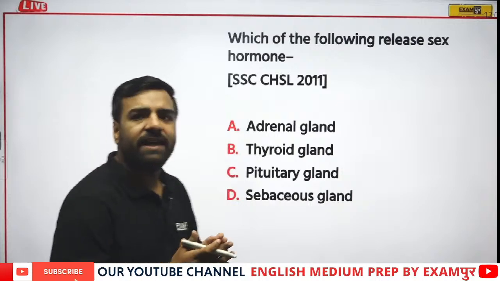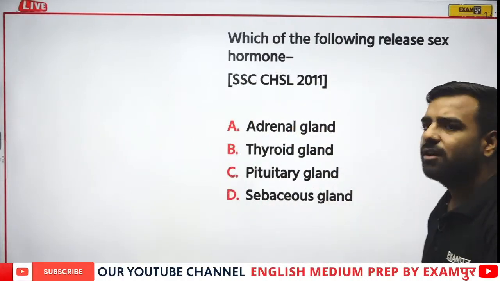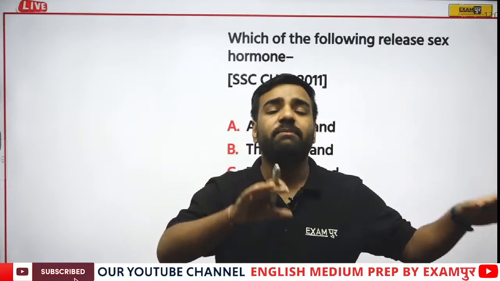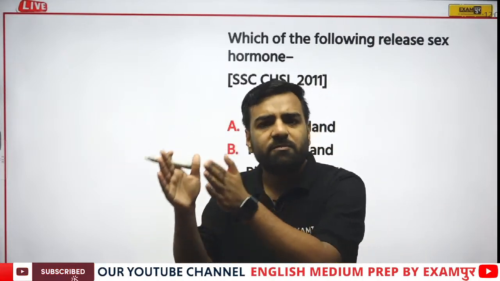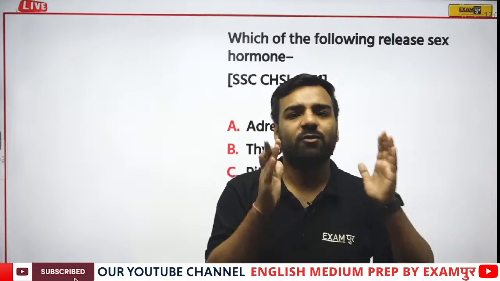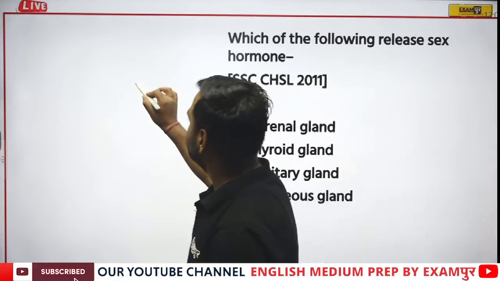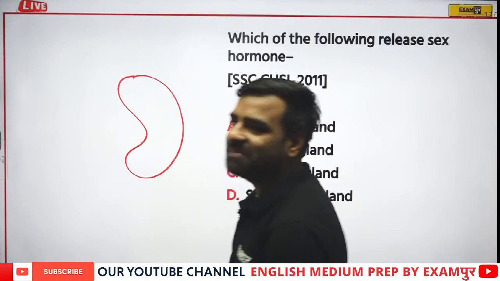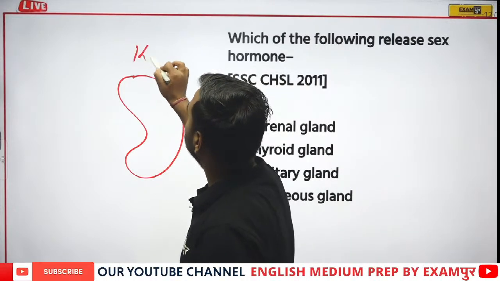Now we have a gland over here. First of all, let's have a look at this adrenal gland. Where is it located? Do you know? Even the location of gland plays a significant role. In the examination, it is asked which particular gland is located where. So first of all, we are going to discuss about adrenal gland. Let's have a look at this diagram. If I talk about this, it looks like a bean, isn't it? But let me tell you, I am talking about kidney.